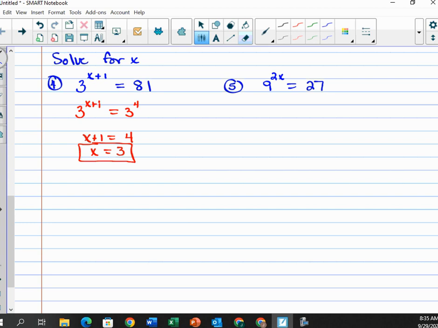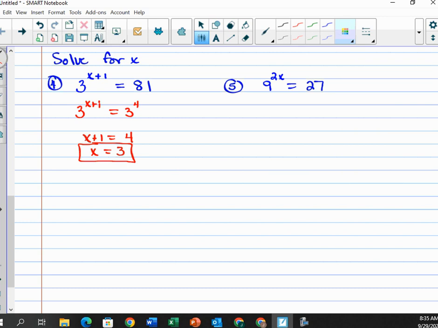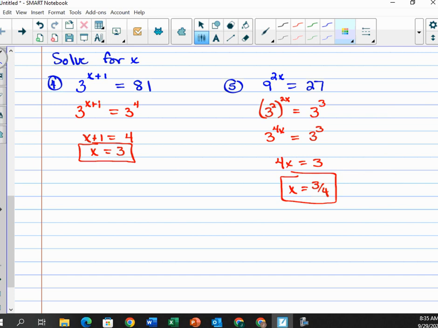All right, guys, let's look. I think everybody was okay with making these both a base of 3. Yeah, okay, so this is 3 squared to the 2x. This one's 3 cubed. 3 to the 4x equals 3 cubed. And 3/4. I think almost everybody got that. Yes? Okay. Let's do a little trickier one.